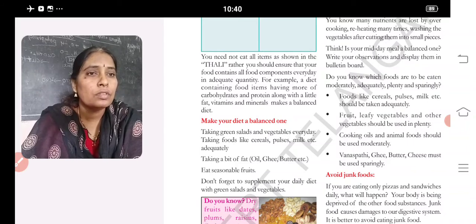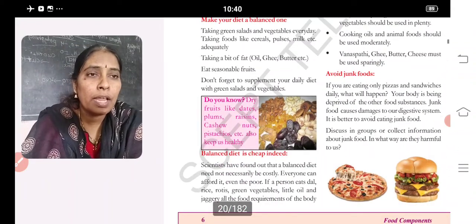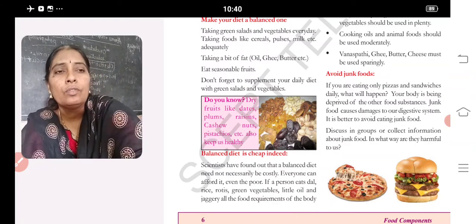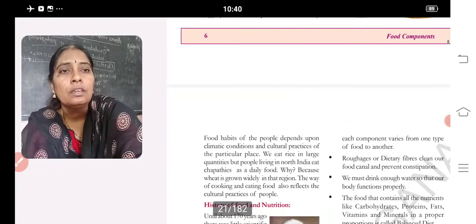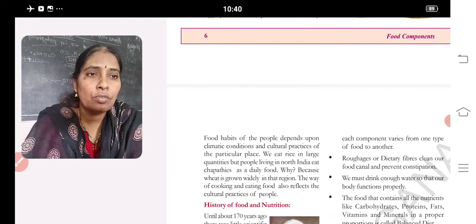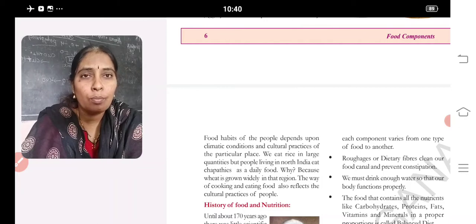Avoid junk food. So why do we have to avoid junk food? Eating junk food, what happens? It slows down our digestive system, and we may get some diseases. So to keep our digestive system proper, we have to avoid junk food. The history of nutrition is also given, showing how nutrition is important to our body. It helps in free growth of our body parts, as well as free bowel movement, and helps in height, weight, and all the organs being developed in a proper ratio.